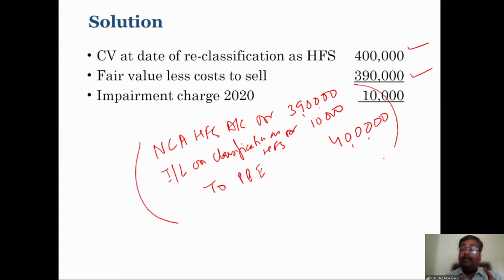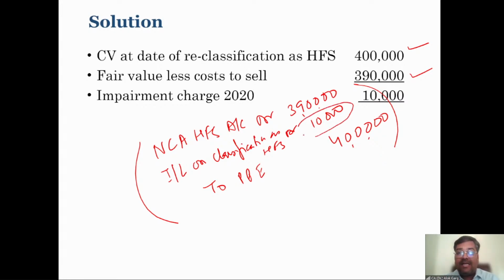So in this case, sir, what happens if, of course we have recognized NCHFS at 390. Subsequently, on the reporting date on 31st March 2021, for example, this value will become 4,50,000. Then what will happen? We have recognized at 390, it will become 4,50,000, so there is an increase of 60,000. So can we recognize that 60,000? Answer is no. You can recognize the increase only to the extent of previous impairment losses.